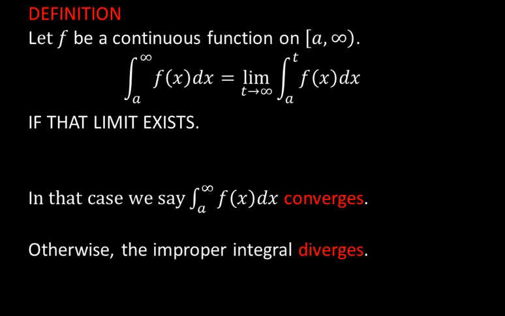So this is the definition of this type of improper integral. And whenever we have a definition, that means that you should learn exactly what the definition says, and you should know the vocabulary associated with it. Let f be a continuous function on some interval a to infinity. Then the integral from a to infinity of f of x dx is the limit as t goes to infinity of the integral from a to t of f of x dx, if that limit exists. If it does exist, we say that the improper integral converges. And if it doesn't exist, we say that it diverges. And that would mean that the limit would be infinite, or just simply not exist.